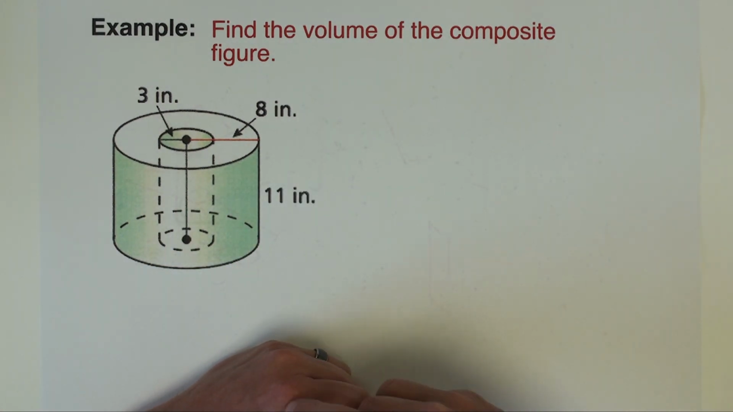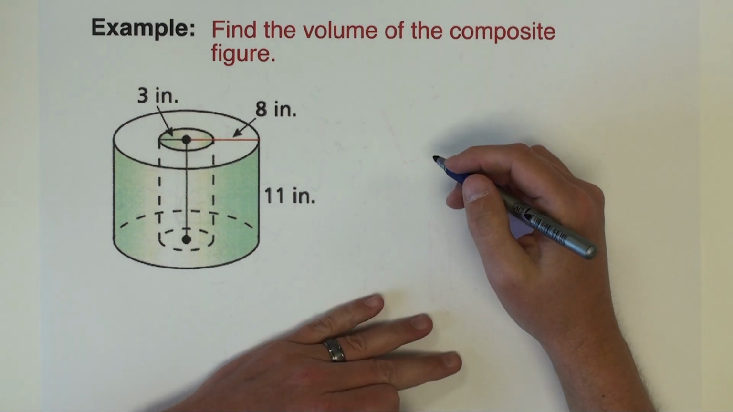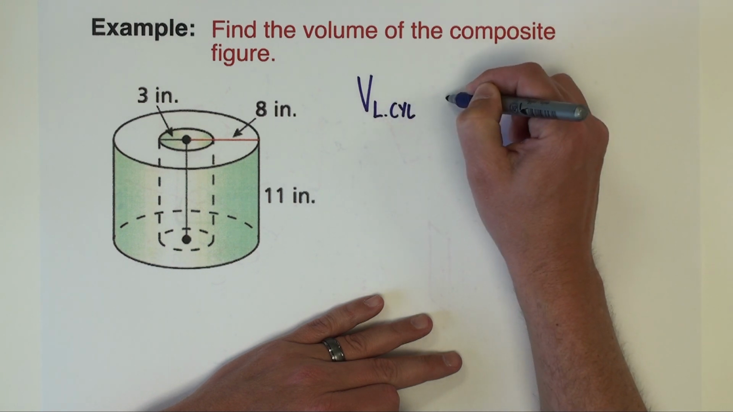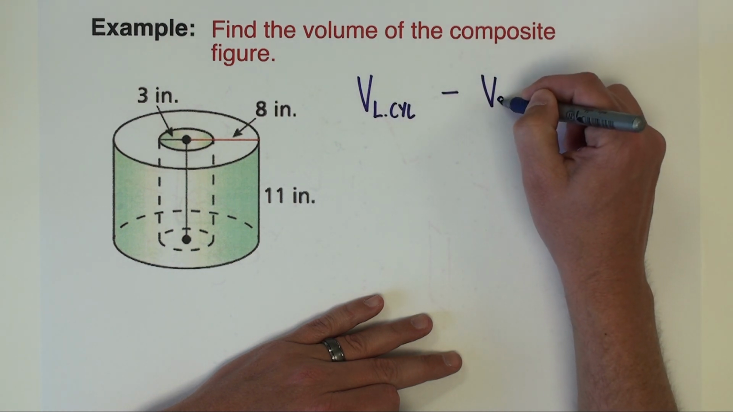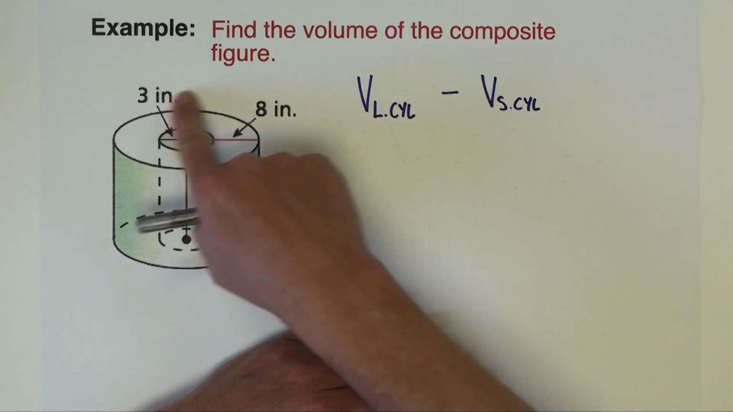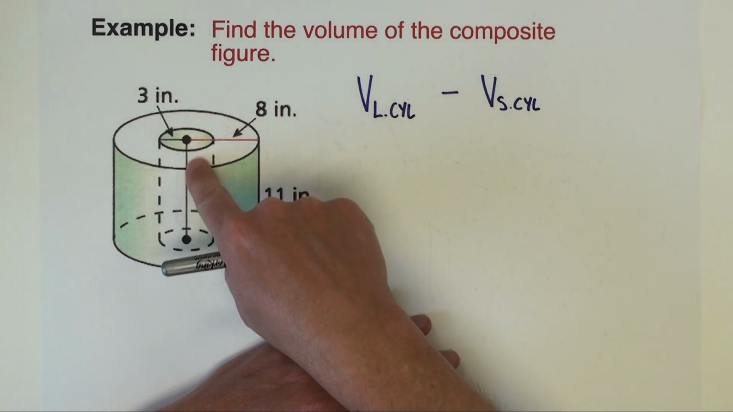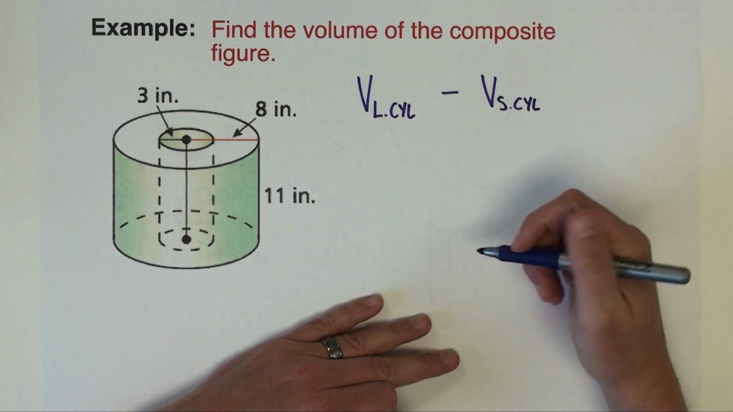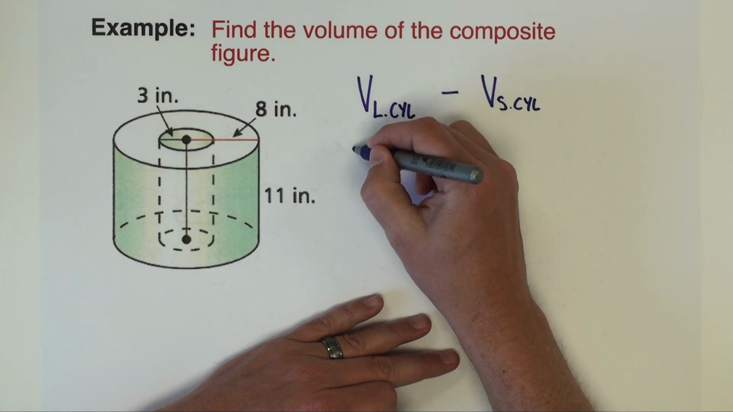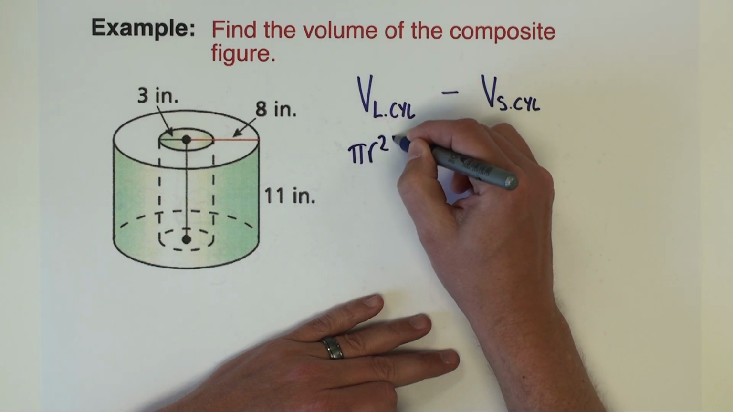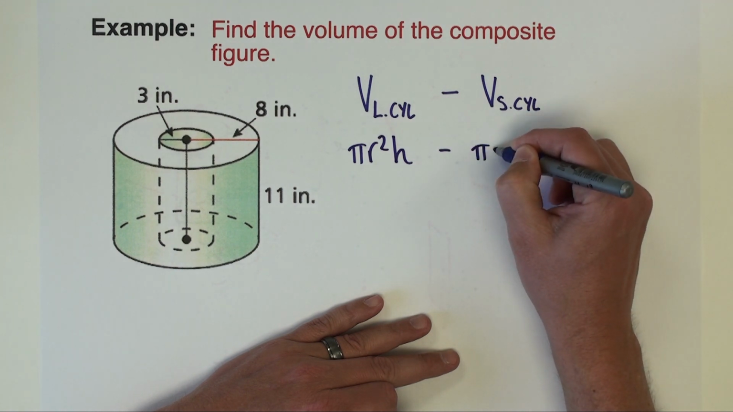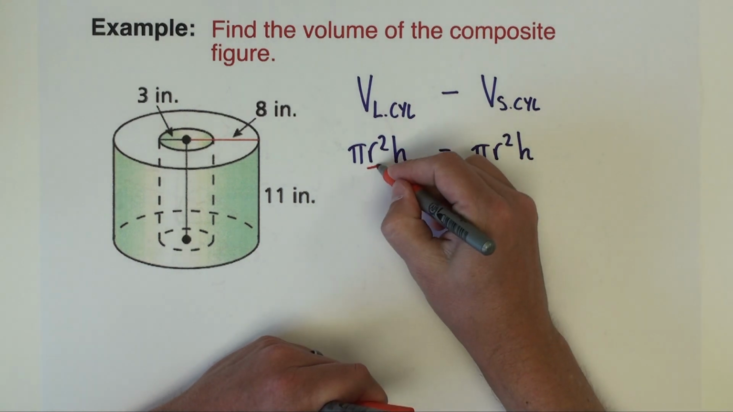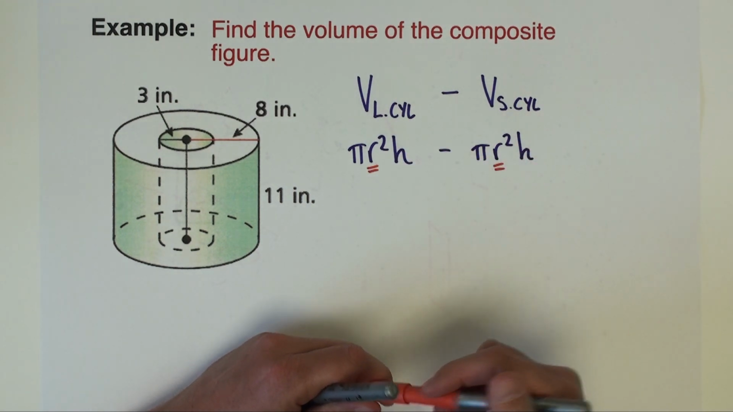So if I want to find the volume of this composite figure, I'm going to find the volume of the larger cylinder, and then I'm going to subtract from that the volume of the smaller cylinder. So if I find the volume of the whole thing and then take away the inside part, that will in effect hollow it out and give me the volume of what's left over. So the volume of each of these cylinders is going to be pi r squared times h. The height is going to be the same in both of these. What we need to be careful of is what we're putting in for the radius. Those are going to be different.